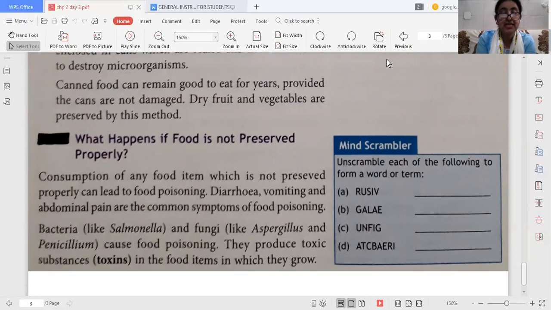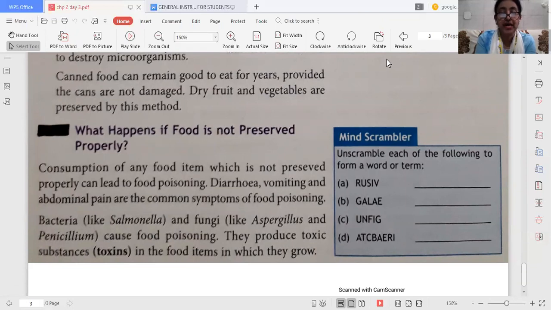Now here you can see they have given a few names of bacteria and fungi which cause food poisoning, like bacteria, salmonella, and fungi, penicillium and aspergillus. They also cause food poisoning. They produce a few toxic substances. Now what is toxic? The poisonous substances which grow in the food items and spoil those food items.